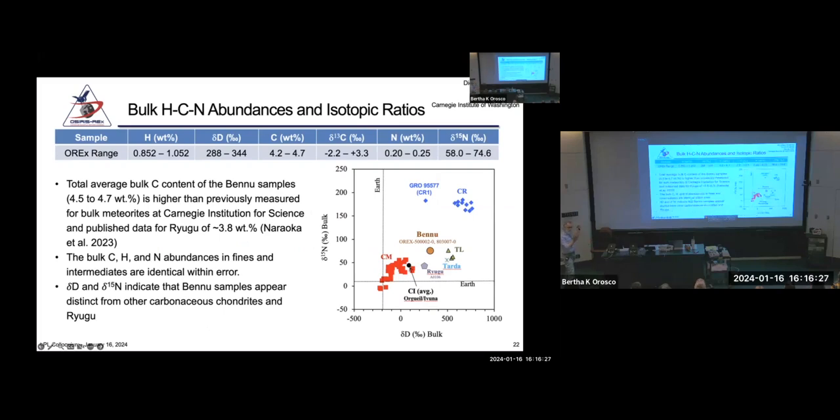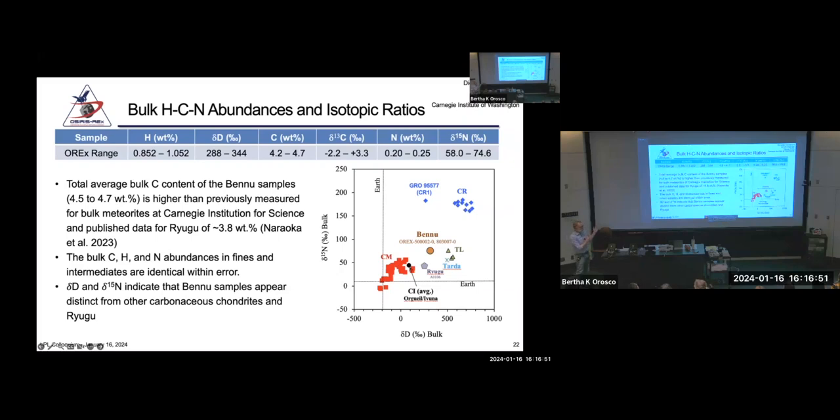Okay, what about the ice-forming elements? They're not there in solar abundances, but they're very enriched in the samples. This is the work done at Carnegie Institution of Washington. You can see the hydrogen abundance is about 1 weight%, carbon approaching about 5 weight%, and nitrogen about 1/4 of a weight%. These carbon numbers are great. These are some of the highest values ever measured.